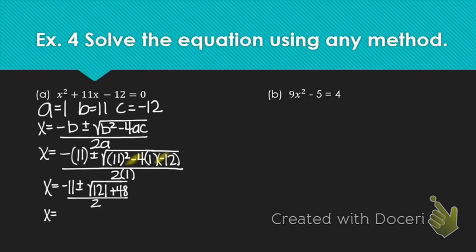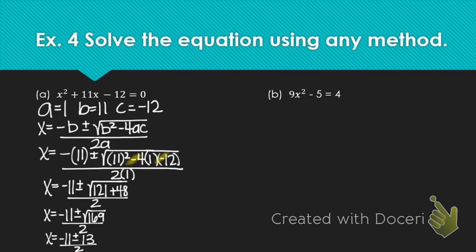All right, let's keep going. We have x equals negative 11 plus or minus. What is the square root of 121 plus 48? 169 divided by 2. Can we simplify that radical anymore? Yes. What is the square root of 169? 13 divided by 2. Now, how many equations do we have to write and solve?